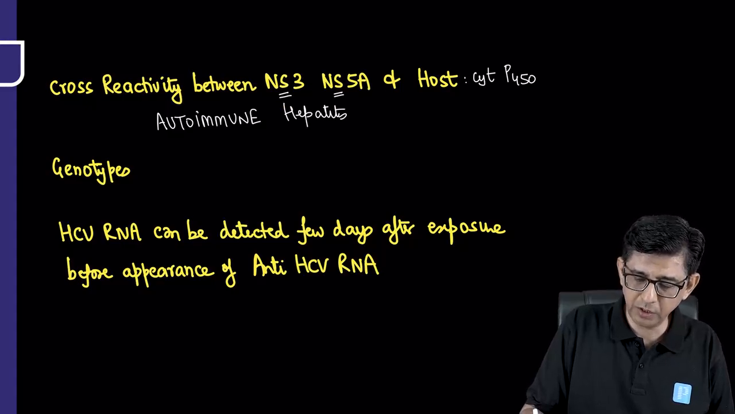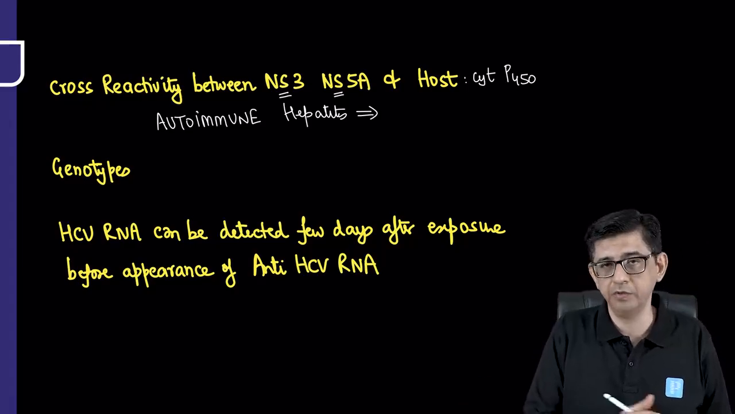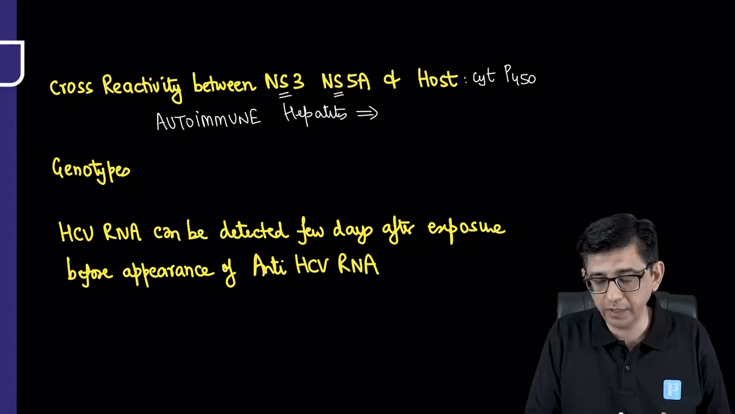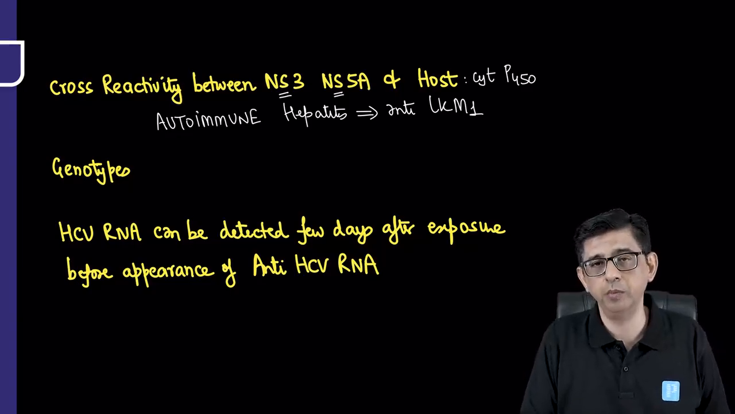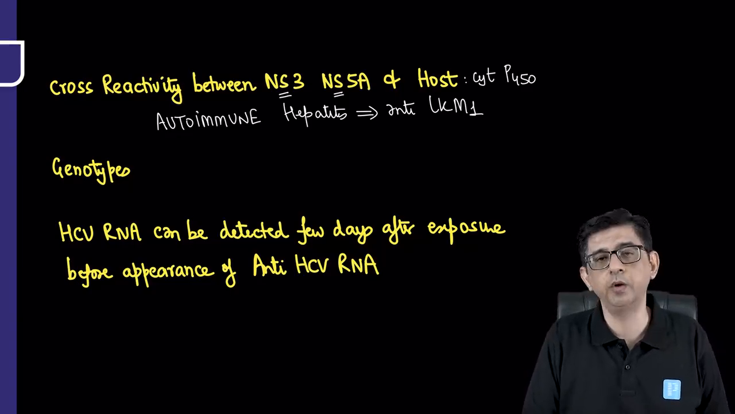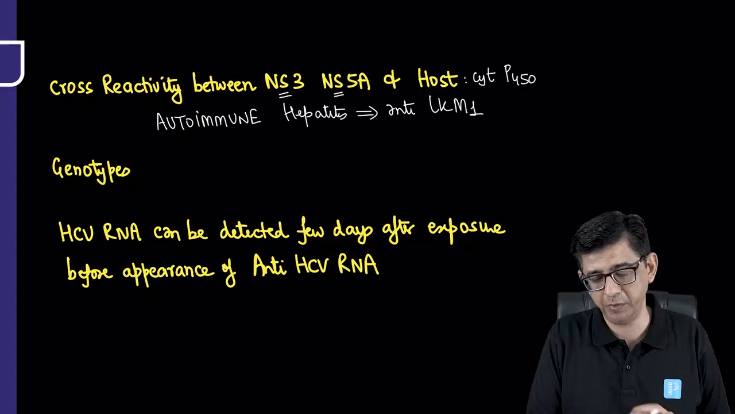Autoimmune hepatitis is a hepatic manifestation, right? The extrahepatic manifestations were discussed in the previous slide. So autoimmune hepatitis would have an antibody that cross reacts with host cytochrome P450, and the antibody to remember here is anti-LKM1 antibody. Similarly, anti-LKM2 antibody is associated with drug-induced hepatitis.